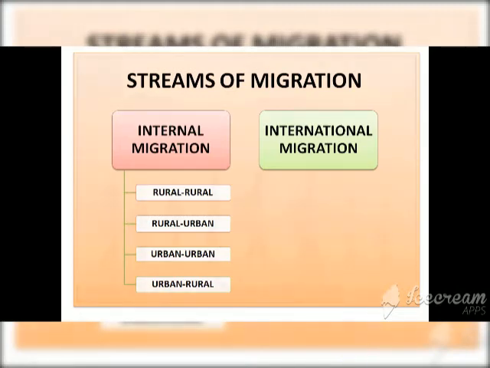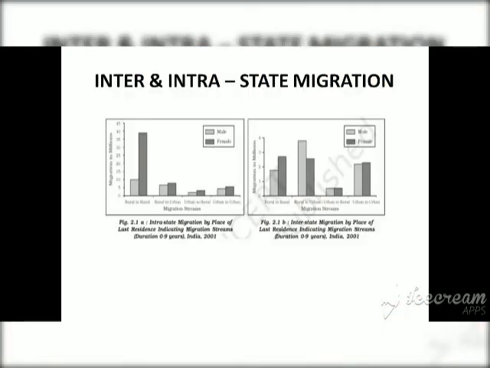Now next, you have inter-state and intra-state migration. When we say inter-state and intra-state migration, the reasons are different. Inter-state means when people move from one state to another state, and intra-state means within the state. As you can see in this chart, the light shade in both the charts shows male and the dark one shows female.